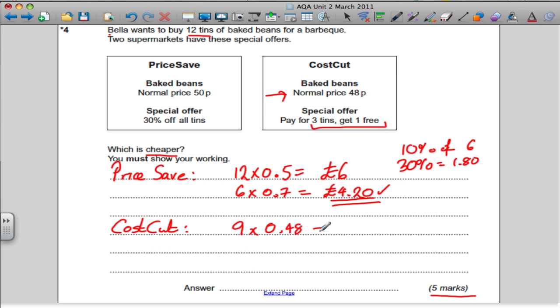or £0.48. Okay, how would I work that out? Well, let's just do 9 times 40p. 9 times 4 is 36, so 9 times 40p is £3.60.